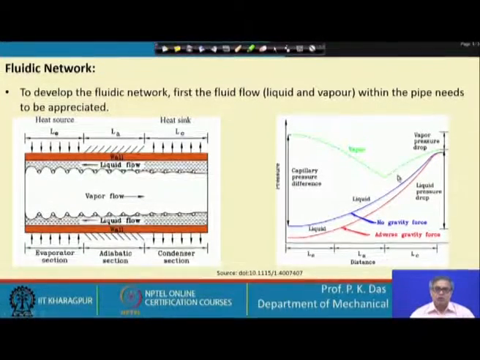And then it enters the condenser section. So, in the condenser section what will happen? In the condenser section, gradual condensation of vapor will take place, mass flow rate will reduce. So, we will have some sort of a pressure rise. Many people call it pressure recovery. So, there will be some sort of a pressure recovery, and at the end of the condenser, the pressure will be somewhere over here. So, at the beginning of the evaporator the pressure was here, and at the end of the condenser the pressure is here, and this difference is the vapor pressure drop.